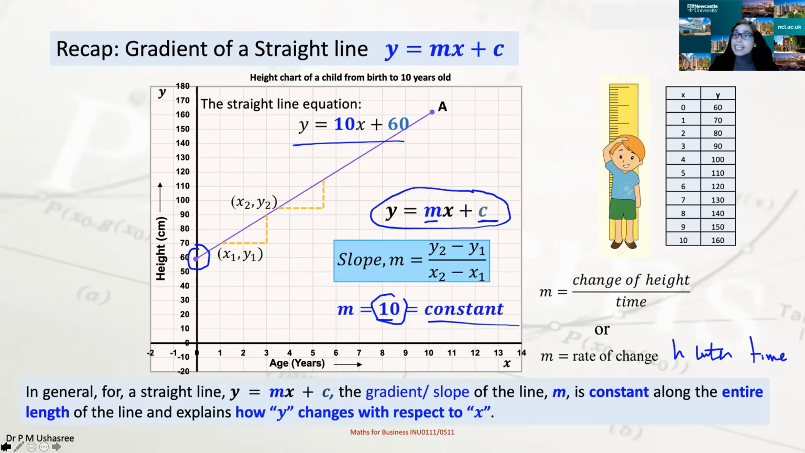So we can say, in general, for a straight line y is equal to mx plus c, the gradient or slope of the line m is constant along the entire length of the line. And this helps us to interpret the line. It helps us to explain how y changes with respect to x. How any value on the y-axis changes with respect to x. Okay, that's what we know about a straight line.